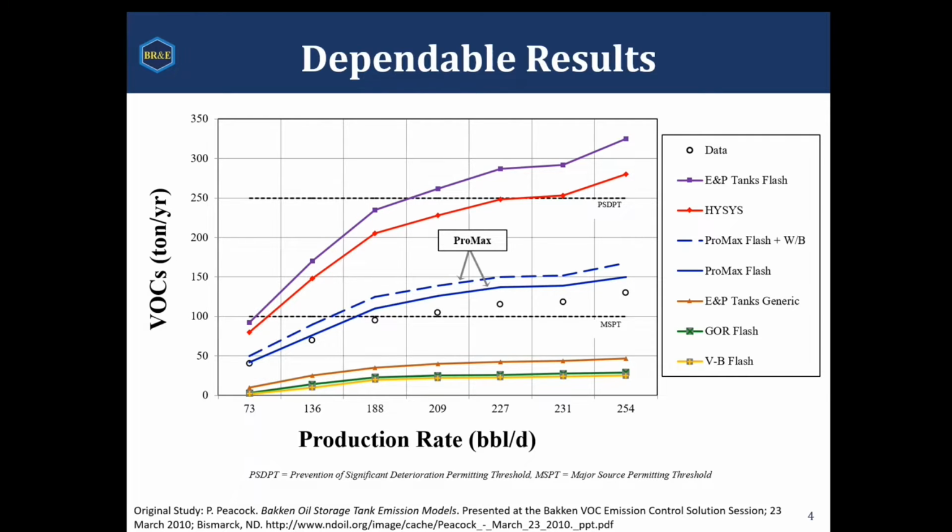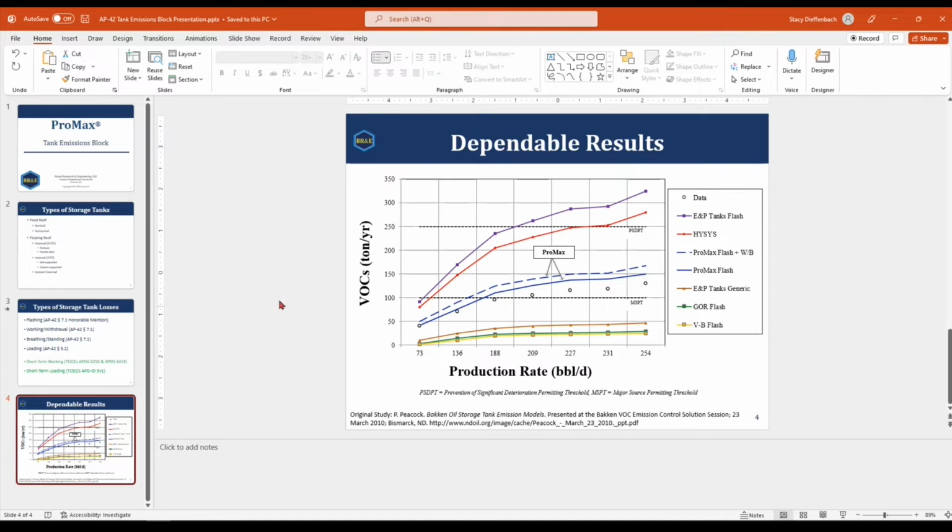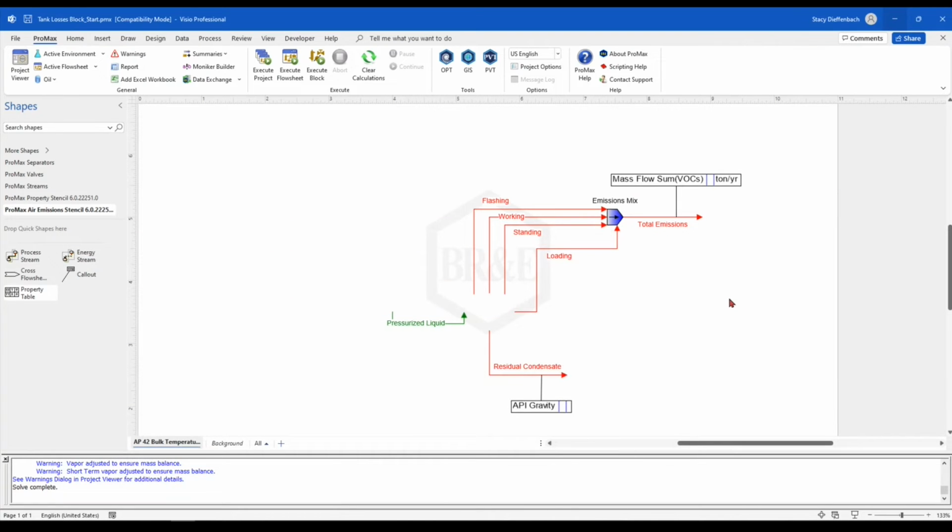Okay, let's jump into the ProMax side and figure out how to specify our new tank losses block. So we'll come into our ProMax model. Again, this is version 6.0. The tank losses block will not be available in ProMax 5.0 or earlier versions, but in ProMax 6.0, you can go to the ProMax Auxiliary Objects shape set over on the left-hand side of your model and find the AP42 tank losses shape. We'll click and drag that out.